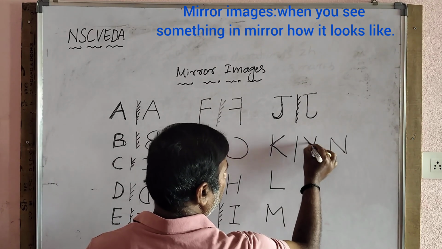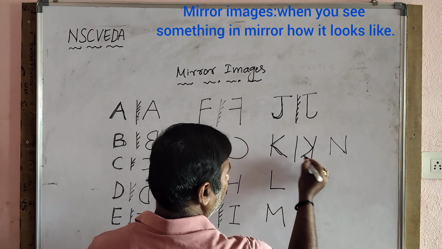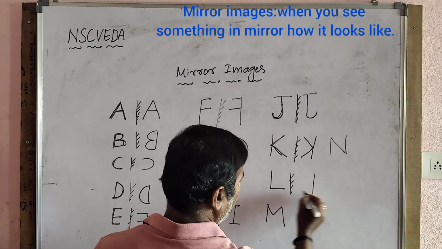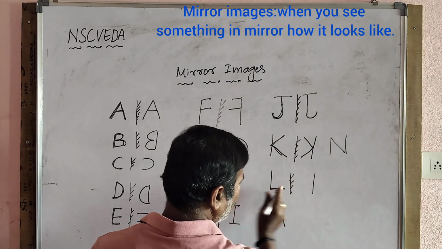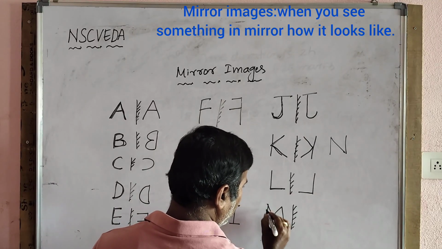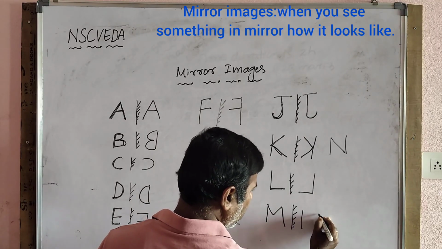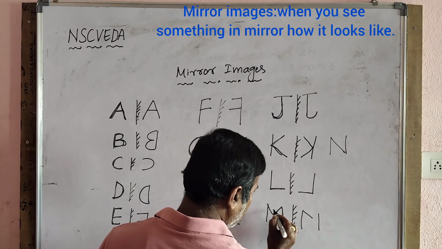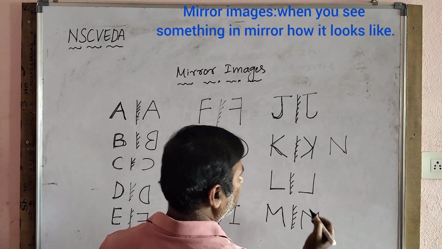Left slanting line, right slanting line. Right slanting line, left slanting line. L, standing line. From this point, this line is toward the mirror. You draw towards the mirror. Next M. Two straight lines. This point is this point, left slanting, right slanting, right slanting, left slanting, M.